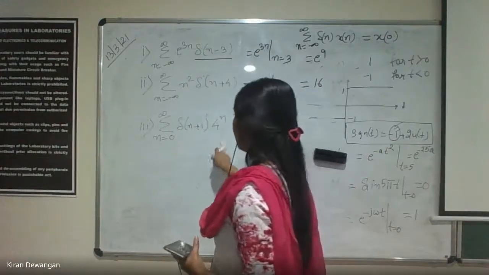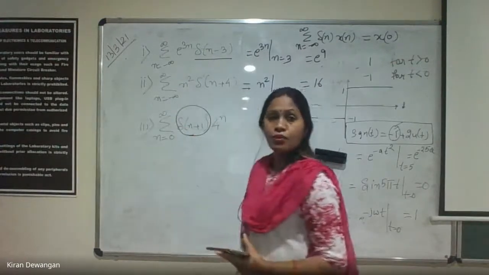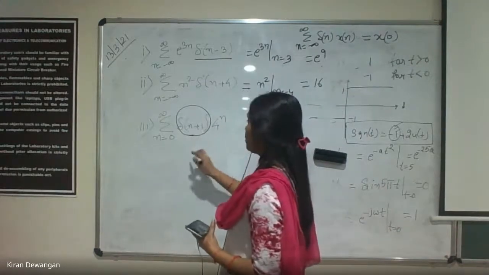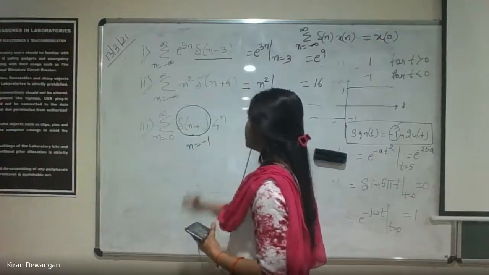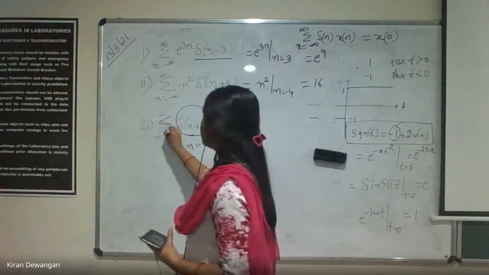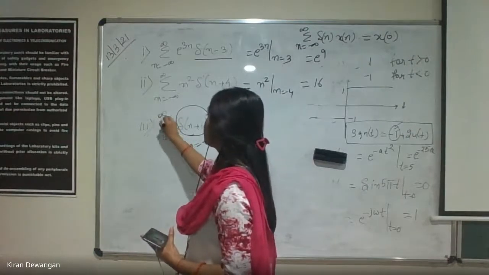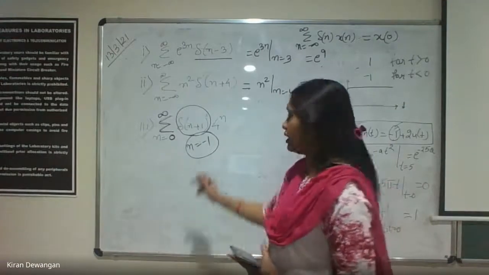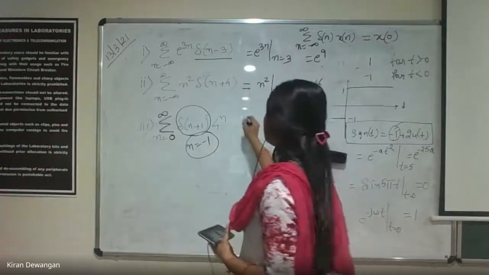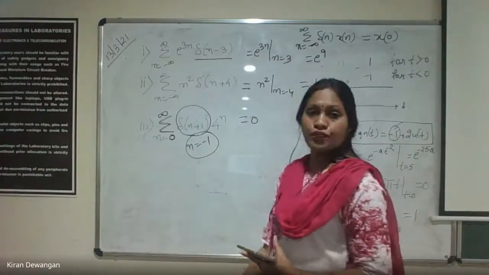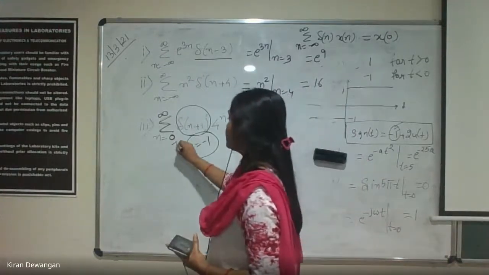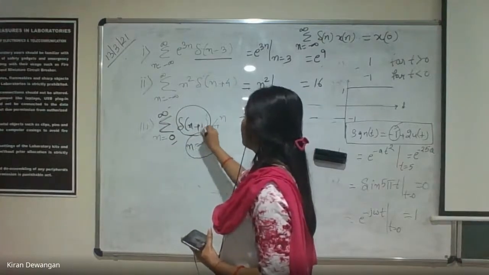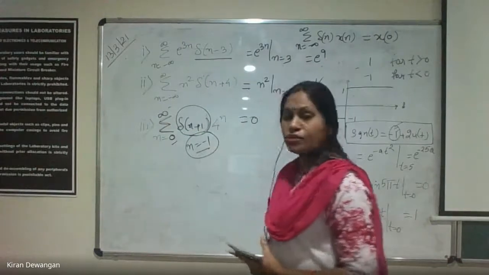Now coming to the third question. The third question is a little tricky one, as this is del of n plus 1. Del of n plus 1 will have the value at n equals to minus 1. But since the summation range lies between 0 to infinity, this doesn't exist at all. It is not coming in the summation range. So this value will be 0. Are you getting my point? The summation range is given 0 to infinity, and del of n plus 1 will have the value at n equals to minus 1.